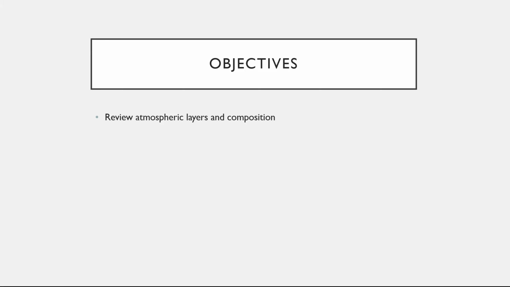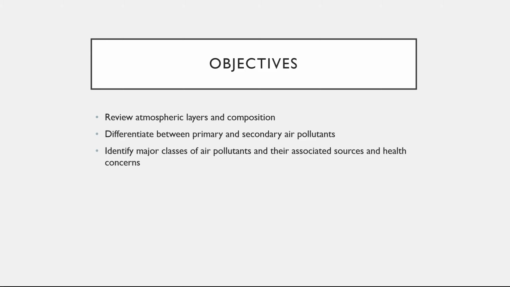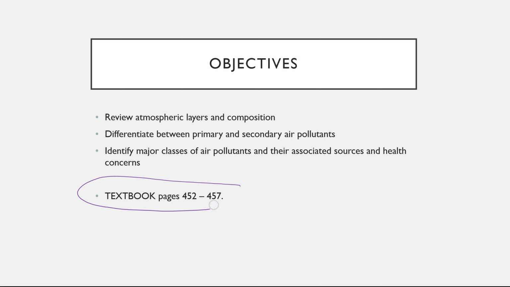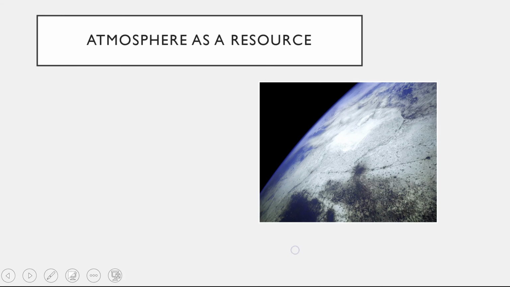So the objectives here will be to review the atmospheric layers and composition. That's the information we learned back in chapter 5, but I thought it'd be important to address that one more time. We're going to differentiate between primary and secondary air pollutants, and then also identify major classes of air pollutants and their associated sources and health concerns. We're going to try to move through this relatively quickly, but the accompanying reading is from the textbook, pages 452 through 457. All right.